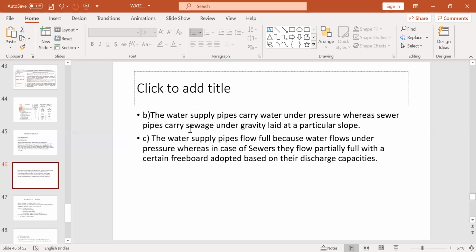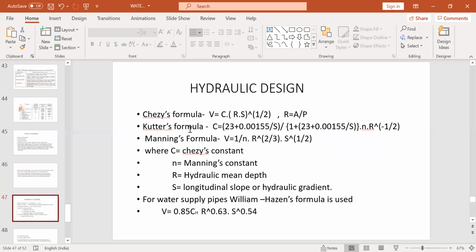So that freeboard you have to adopt, and that is based on the discharge capacities. The more the discharge, the more will be the freeboard. There is a table for certain discharges. Generally, a minimum freeboard of 0.3 meter is adopted everywhere for sewers. Now let us get to the hydraulic design: how the sewers are designed hydraulically.